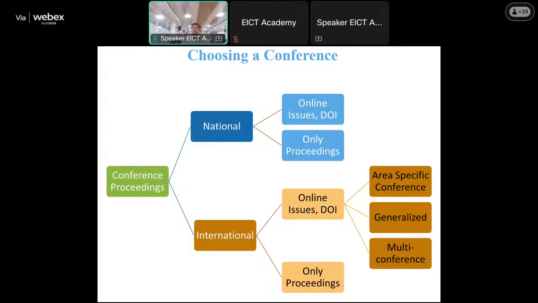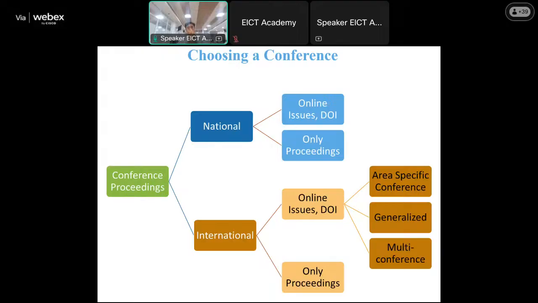Another type is a conference having only a proceeding. Proceeding means a sort of closed book, where all the articles are collected and made available as a book, maybe in a closed environment like a library or a database. It is not available online. Consider this offline, in the form of a book or magazine type, where articles are collected and available in that magazine or book only.